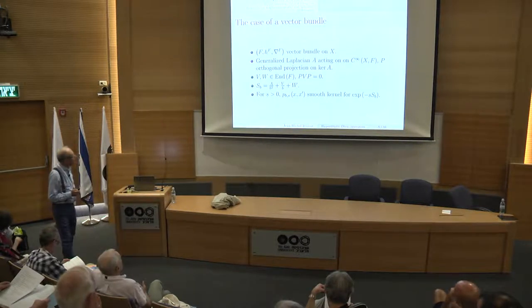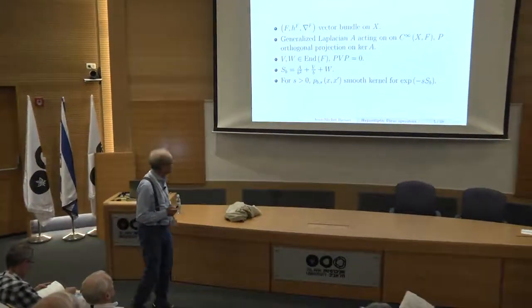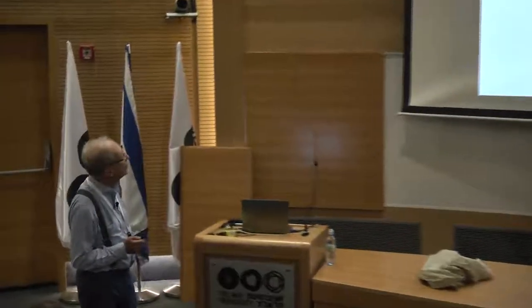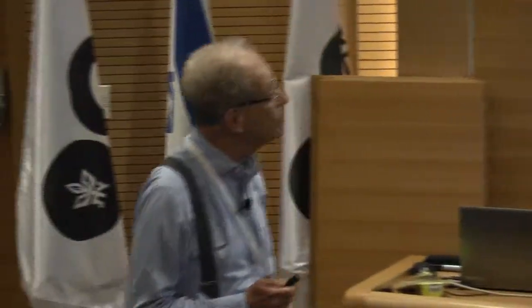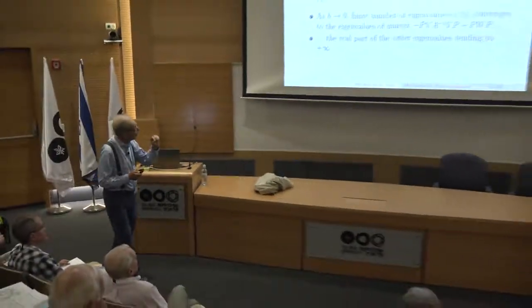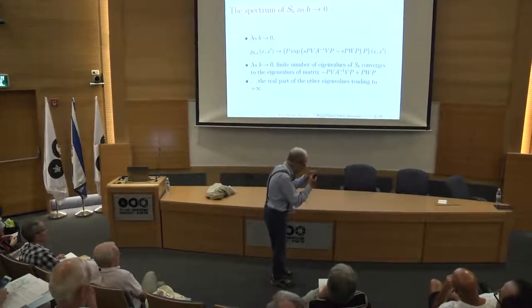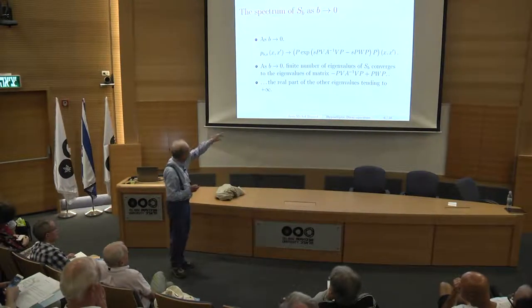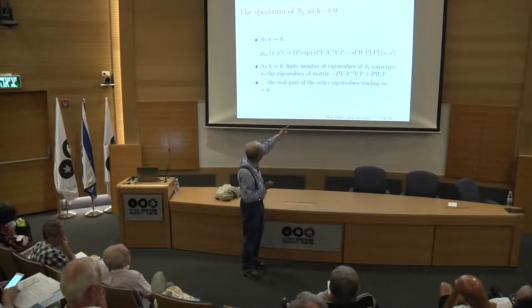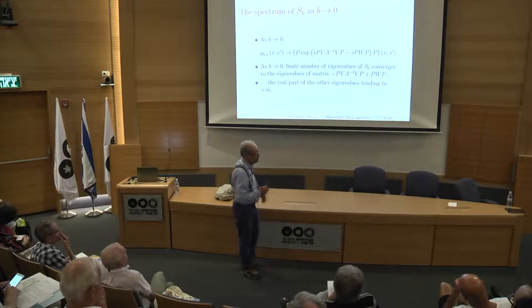So I call P_b(x, x') the heat kernel for this operator. And the result is, I will immediately give the second line, just don't look at the first one, that as b tends to zero, most eigenvalues tend to infinity for our operators, except a finite number of them. And this finite number of them is determined by the eigenvalues of the matrix which acts on the kernel of A. So you have your elliptic operator, your generalized Laplacian, you look at its kernel, which is finite dimensional. And on this kernel, you look at the following matrix, minus P V A^{-1} V P, plus P W P. That's a matrix acting on the kernel.